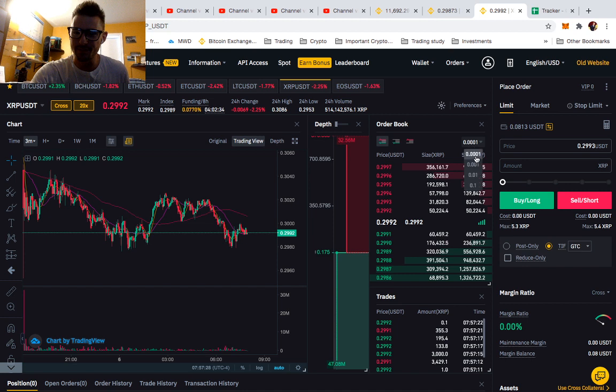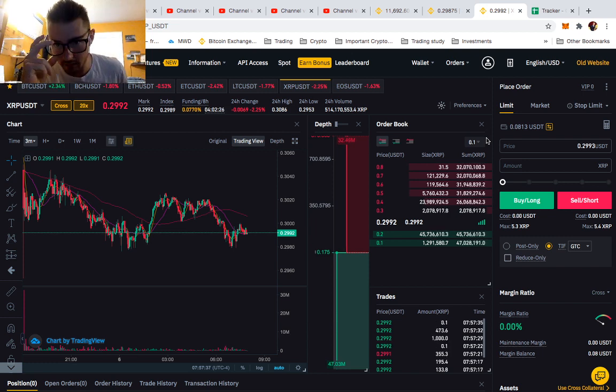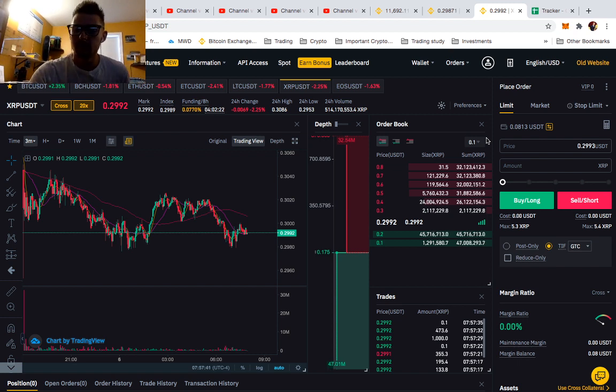Take a look at the order book right here too, eh? I honestly think that XRP is going to go high. I think XRP is going to do good. The 45 millis at 20 cents, my bad, 10 cents here, and you got 46 millis. Let's see if it's the same price here.